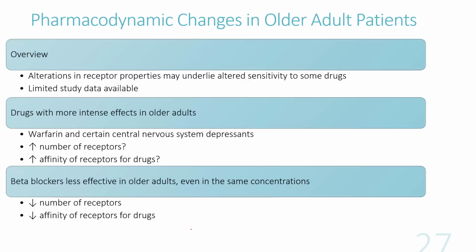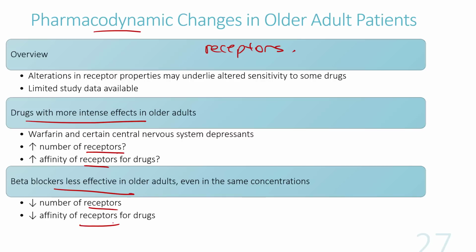So, pharmacodynamic changes in older adults. Pharmacodynamics is what the drug does to the body. So we're looking at basically what happens to the receptors, right? Some drugs have a more intense effect in older adults. Some drugs have a less intense effect in older adults, right? And part of it is due to receptors, right?